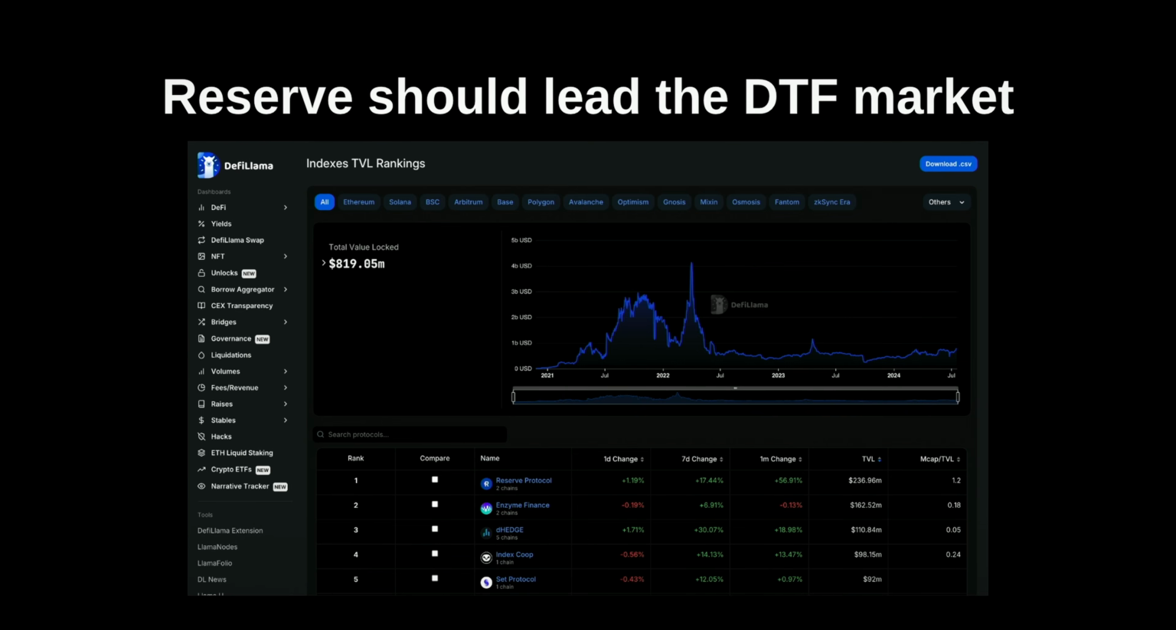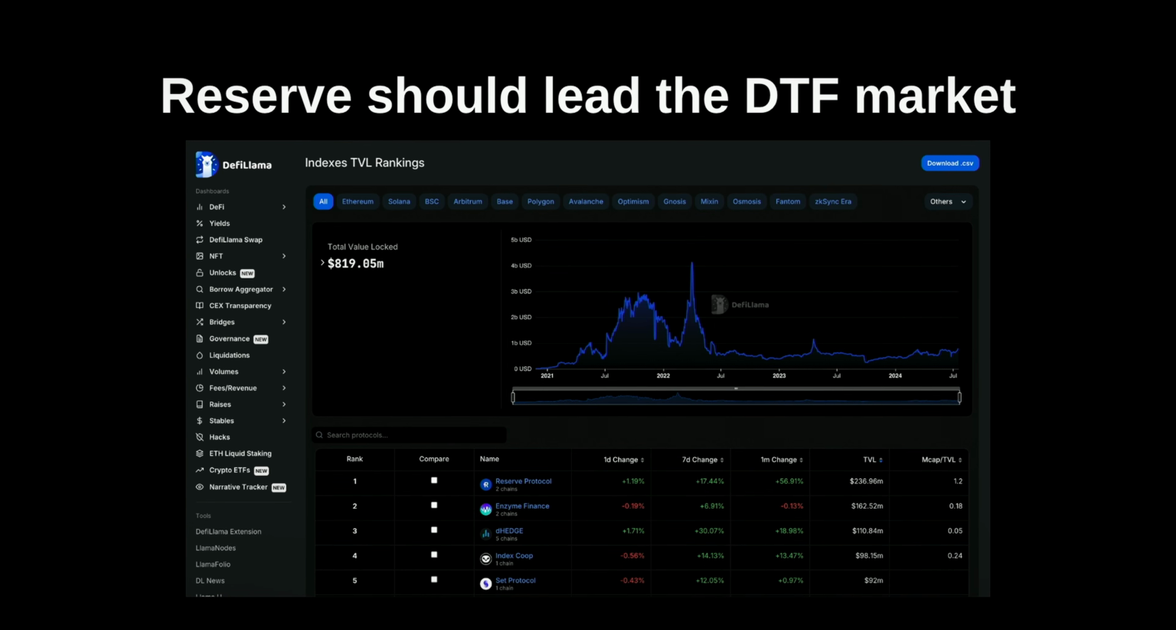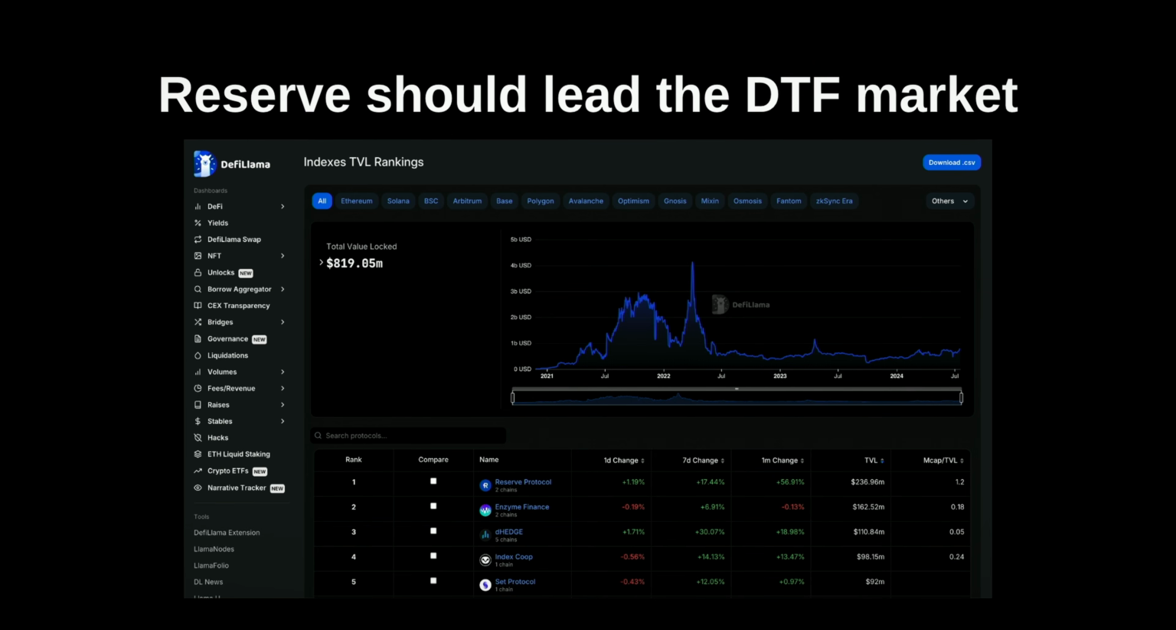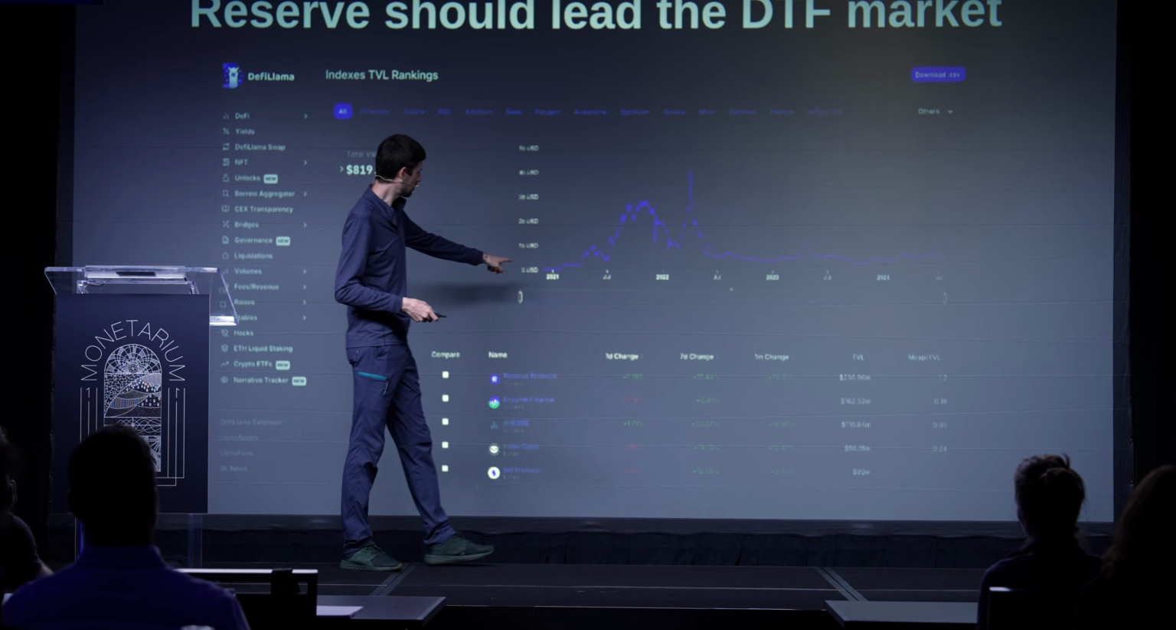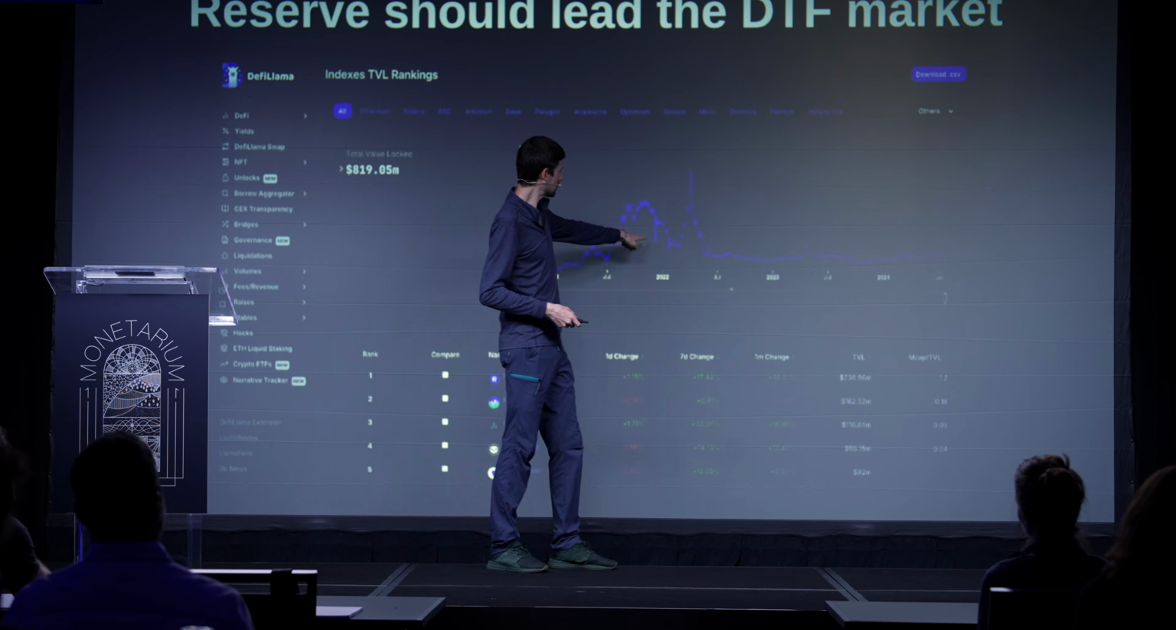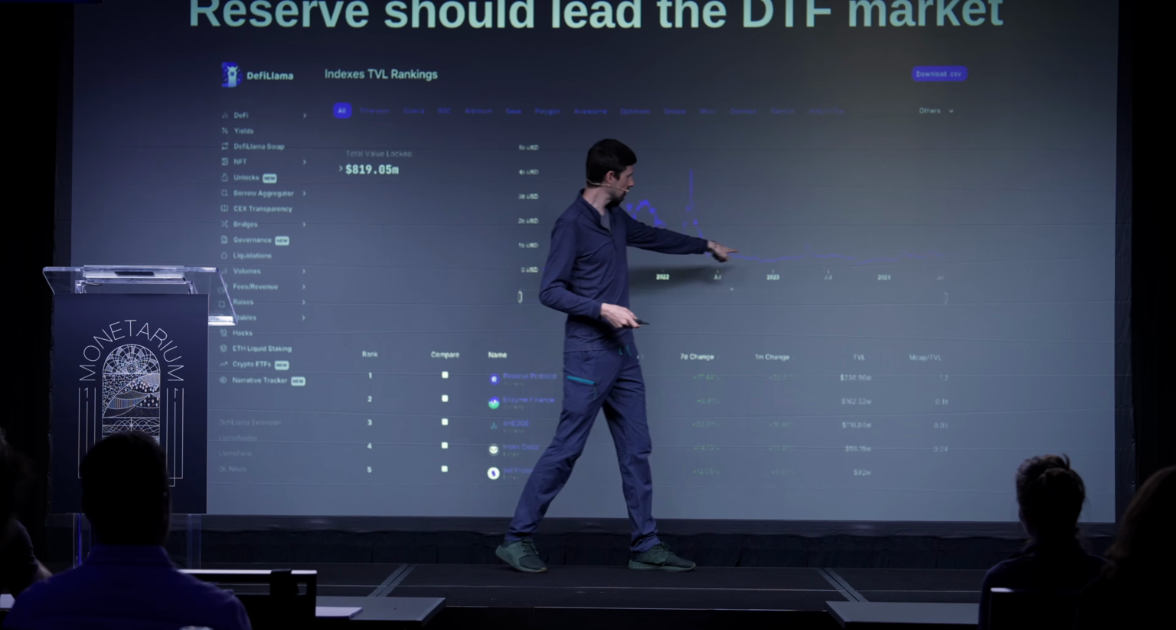So I think Reserve should lead the DTF market. By the way, you can't really read it on this screen, but this is a DeFi Llama screenshot. Reserve is the #1 index protocol in DeFi right now. It's a pretty small category. The total category only has 800-something million locked in it compared to some of the other categories that are much bigger. And again, you can't really see this chart, but this category got pretty big in the last bull market, and then it's been pretty small since.